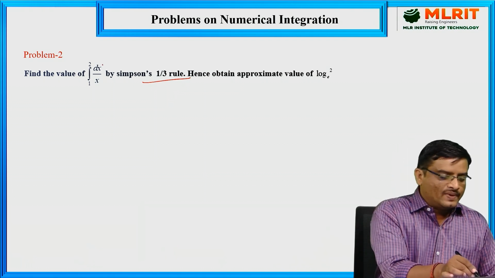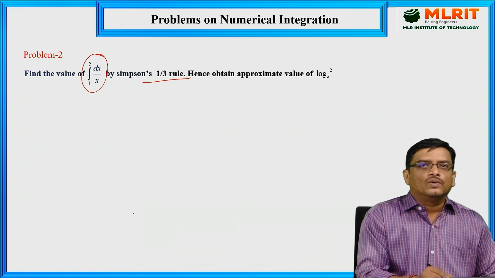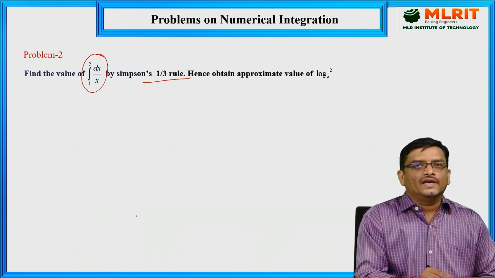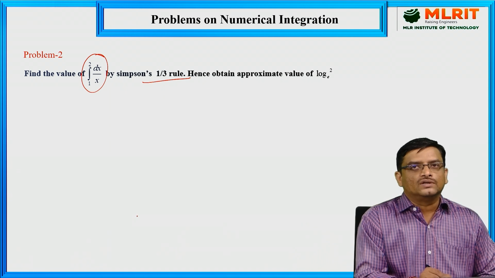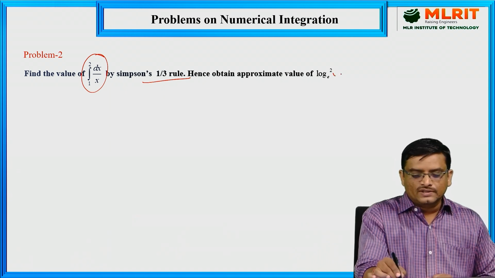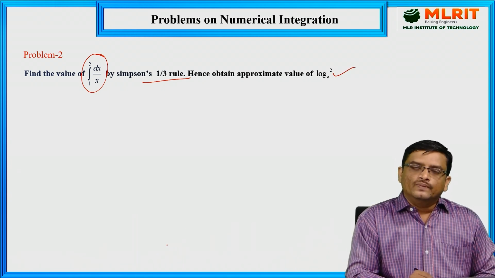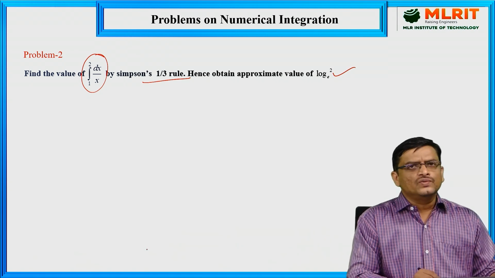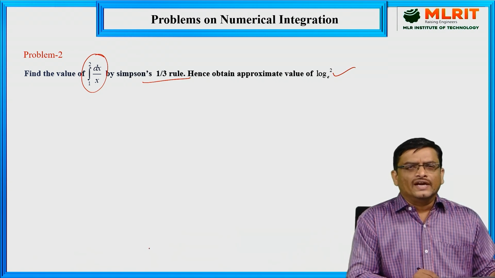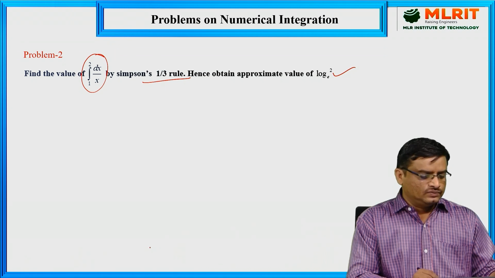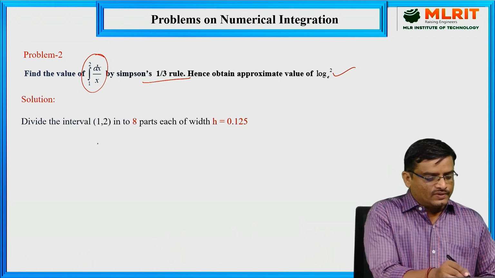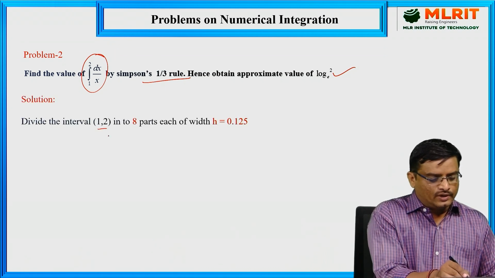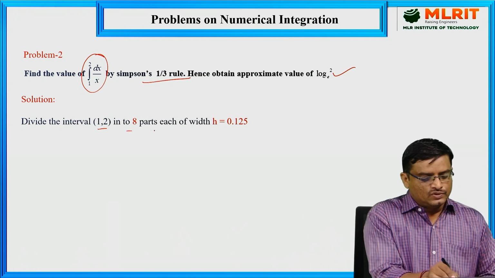So we have to evaluate this integral, integral 1 to 2 of 1 by x dx using Simpson's 1 by 3rd rule, and we have to get this log 2 base e value here. Now as usual, you get the values of x0, xn, and the interval is, our upper limit, lower limit, 1, 2.